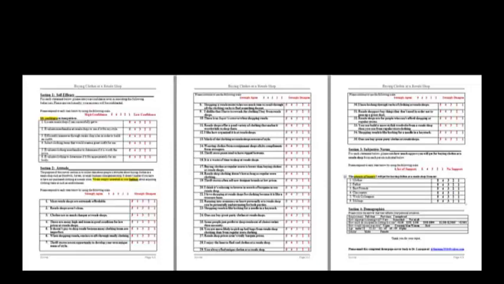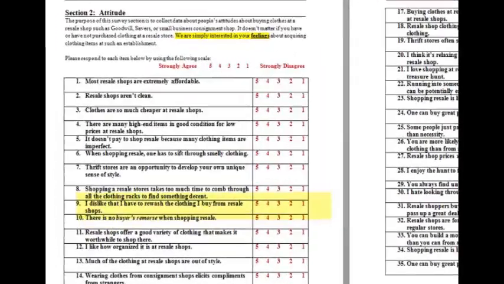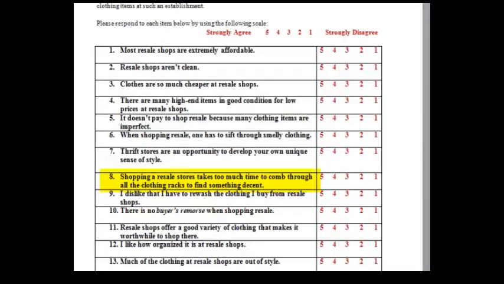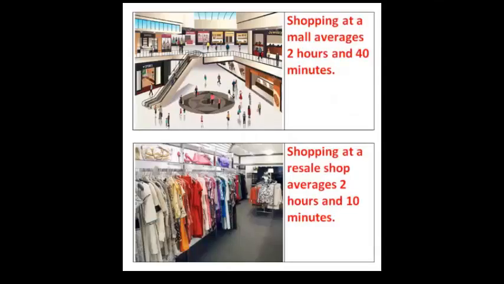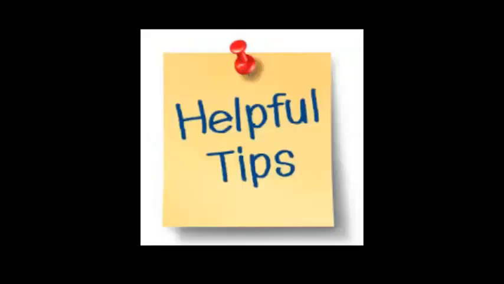For example, let's say that the lowest average statement on my attitudinal instrument was coming from this item: Shopping at a resale store takes too much time to comb through all the clothing racks to find something decent. I may use facts in the way of statistics to show that shopping at a regular store takes just as long as shopping at a resale shop. Additionally, I may offer a few tips on how to cut down the time spent combing through the resale shop in order to build on my audience's already high knowledge and attitudes by strengthening their behaviors.